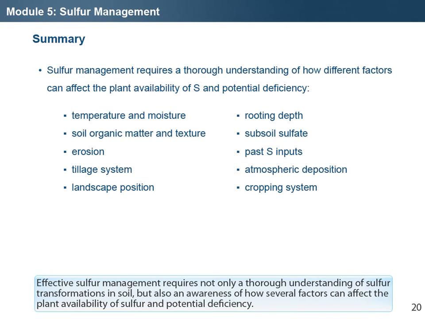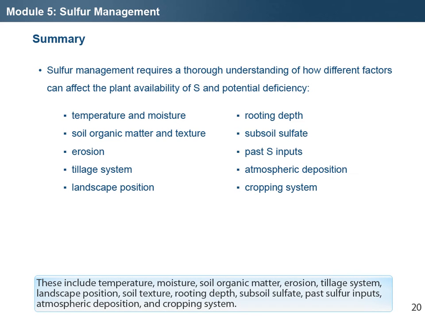Effective sulfur management requires not only a thorough understanding of sulfur transformations in soil, but also an awareness of how several factors can affect the plant availability of sulfur and potential deficiency. These include temperature, moisture, soil organic matter, erosion, tillage system, landscape position, soil texture, rooting depth, subsoil sulfate, past sulfur inputs, atmospheric deposition, and cropping system.